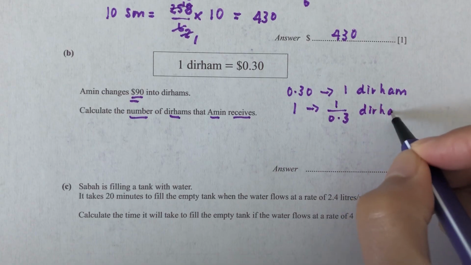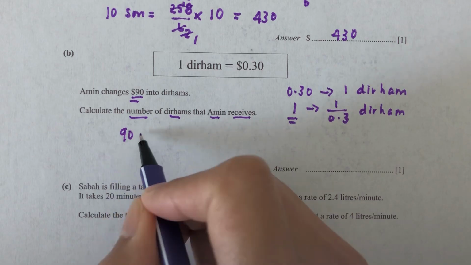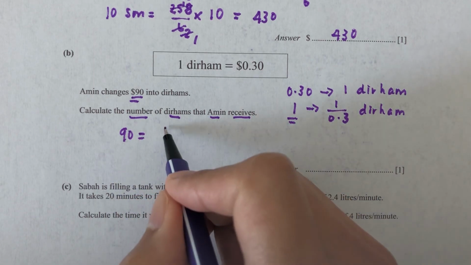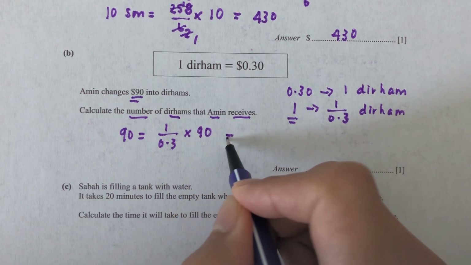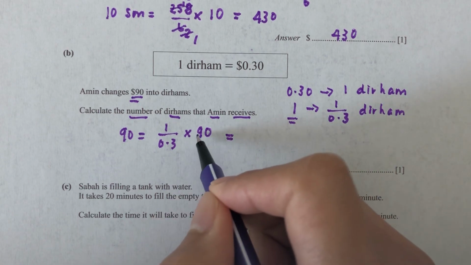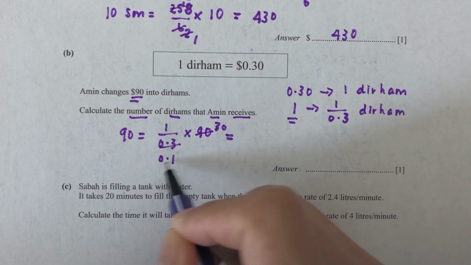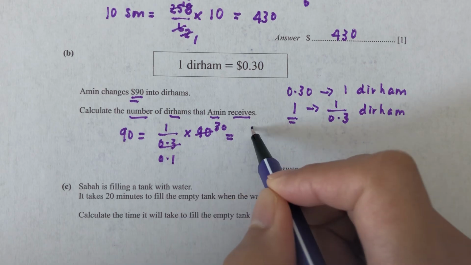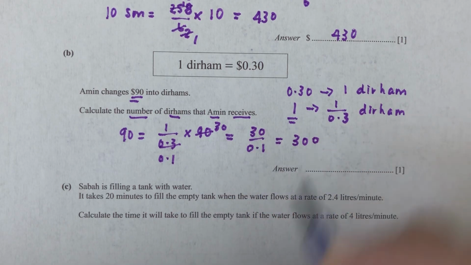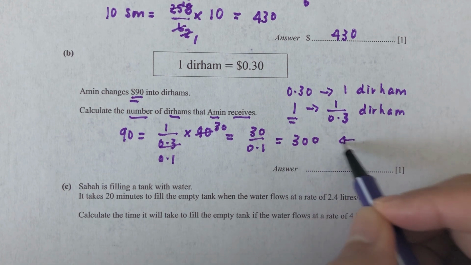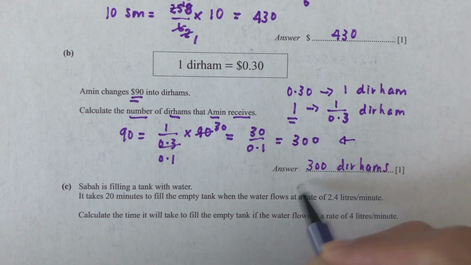Now we want to know how many dirhams $90 is equal to. So 1 over 0.3 times 90. If you divide by 3, we will have 30 over 0.1, which is 30 divided by 0.1, giving 300. So the answer is he will be receiving 300 dirhams for part B.